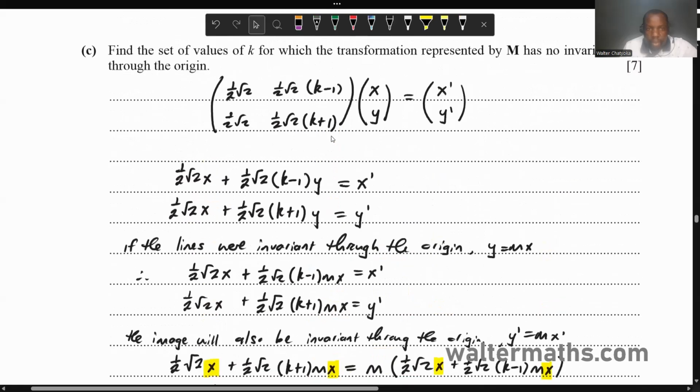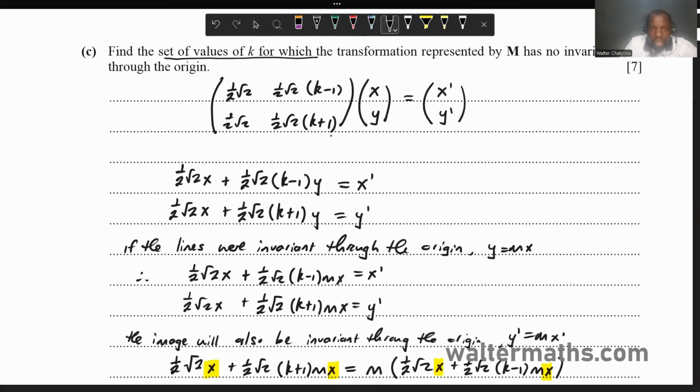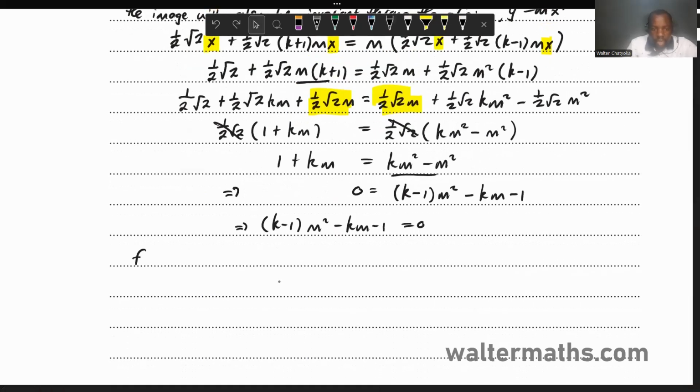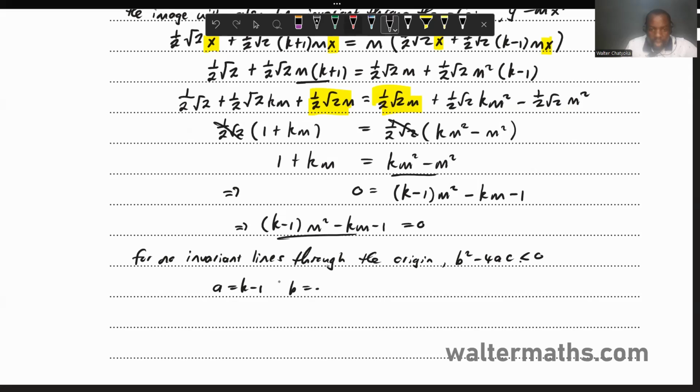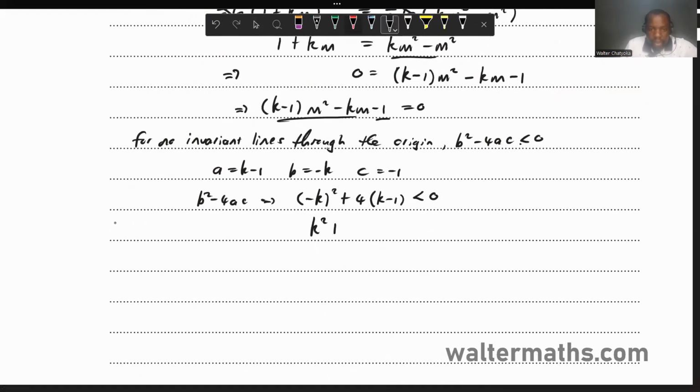So remember, the question is saying that we have to find the set of values for which the transformation has no invariant lines through the origin. So we are saying here, for no invariant lines through the origin, b squared minus 4ac should be less than 0, basically. All right. So that's going to be here. We know that A is k minus 1, B is minus k, and C is minus 1. So B squared minus 4AC will be minus k squared minus 4 of k minus 1 of minus 1. So this becomes a plus, and that has to be less than 0, right? So that's going to be k squared plus 4k minus 4 is less than 0, okay?